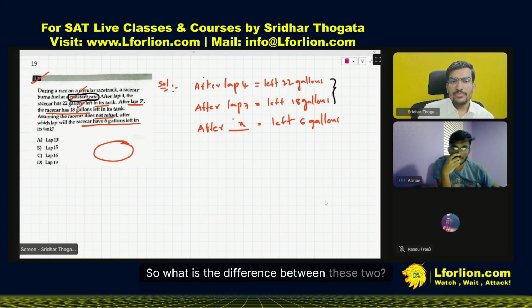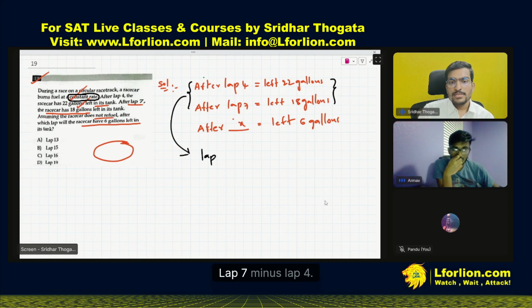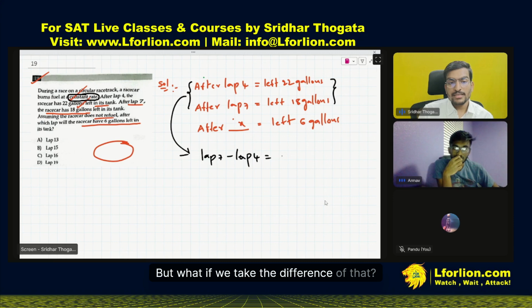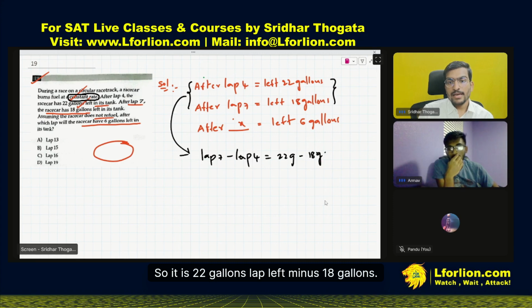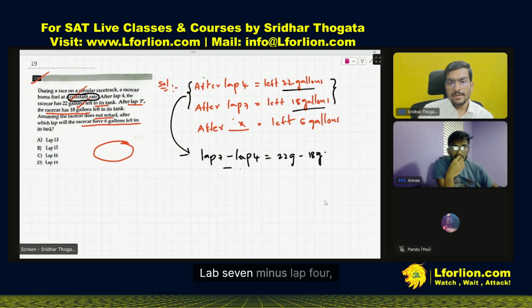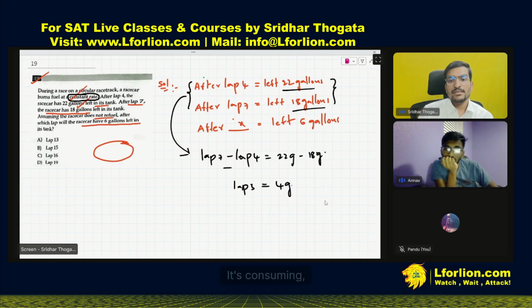So what is the difference between these two? Lap 7 minus lap 4. Why am I taking that difference? That gives what rate it's going at. If we take the difference, we will get the rate. So it is 22 gallons left minus 18 gallons. I'm just taking the difference, nothing more. Lap 7 minus lap 4, which is for every 3 laps, it's consuming 4 gallons. It's decreasing. You need to understand, laps increase, gallons decrease.